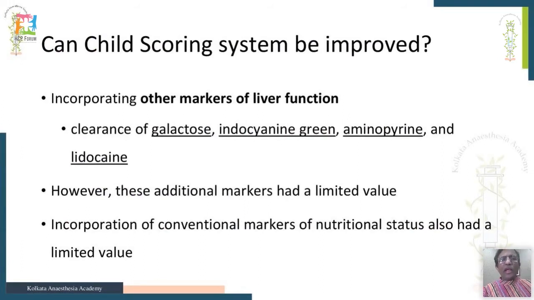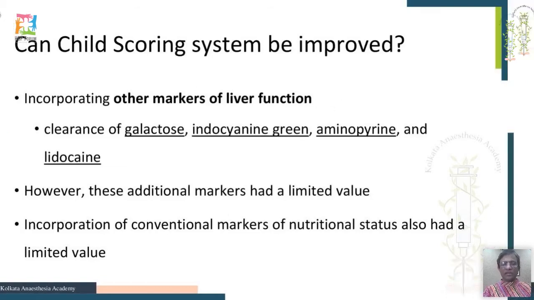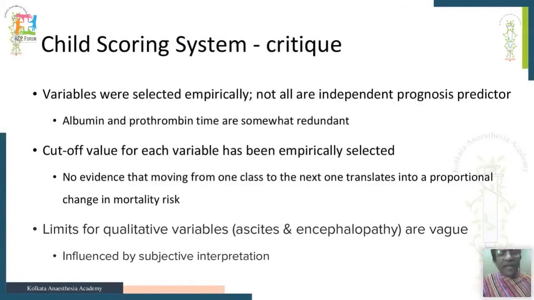Many people think that the way of improving this Child-Pugh could have been by adding other markers of liver function like clearance of galactose, indocyanine green, aminopyrine and lidocaine. Unfortunately, the results from this have been pretty bad, and they have not added additional value. Incorporation of conventional markers of nutritional status has also been of limited value in this scenario. The critiques would say that the variables decided by Child, Pugh, and Turcotte were selected empirically, and they were not always independent predictors of bad prognosis.